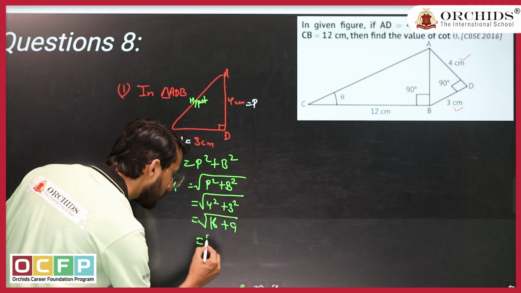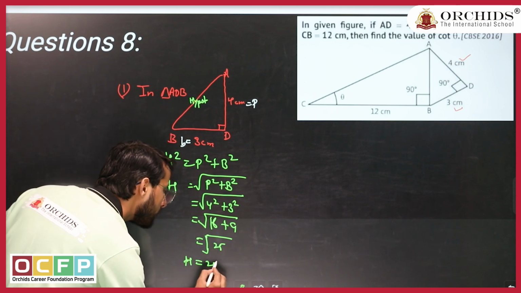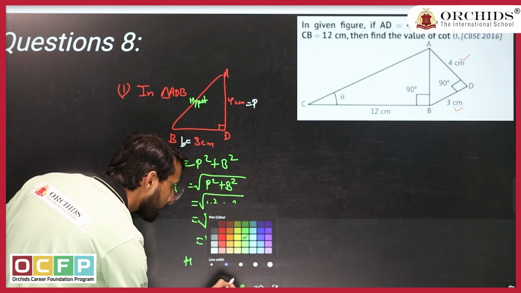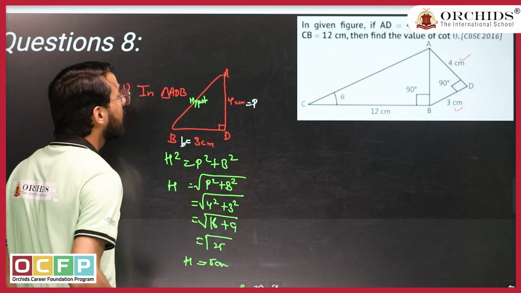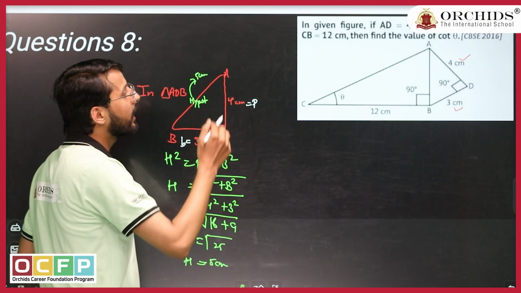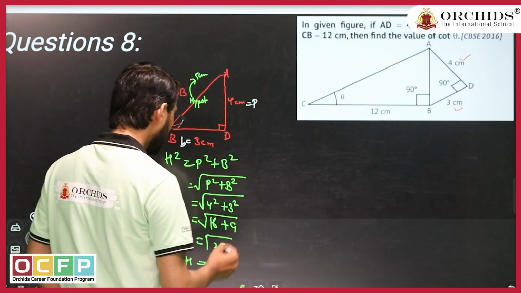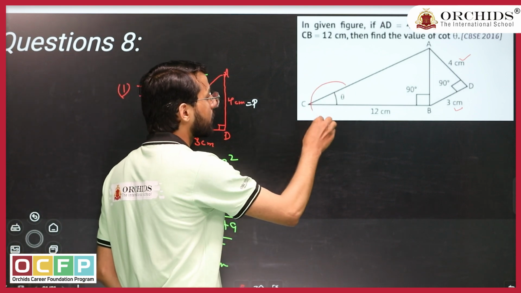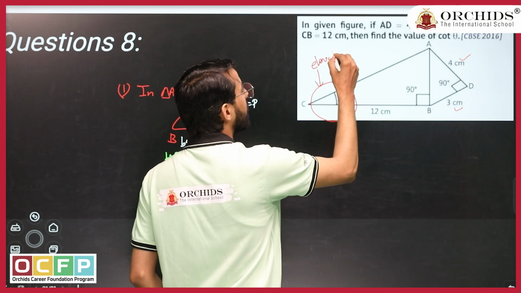So it is 25, and the h value we got is 5 centimeter. Now, if h is equal to 5 centimeter, what is the next part of the question? Find the value of cot theta. Where is this theta angle? Can you see? The theta angle is situated here and this is nothing but an elevated angle.